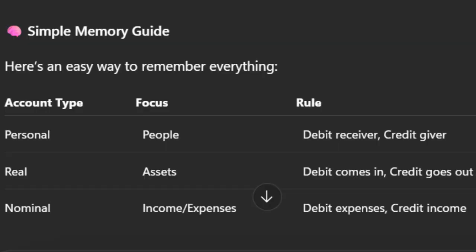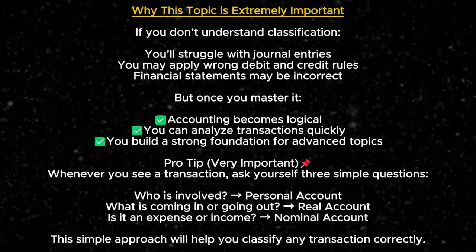Simple memory guide. Here's an easy way to remember everything. Account type, focus, rule. Personal account focuses on people, so debit receiver, credit giver. Real account focuses on assets, so debit what comes in, credit what goes out. Nominal account focuses on income or expenses, so debit expenses, credit income.